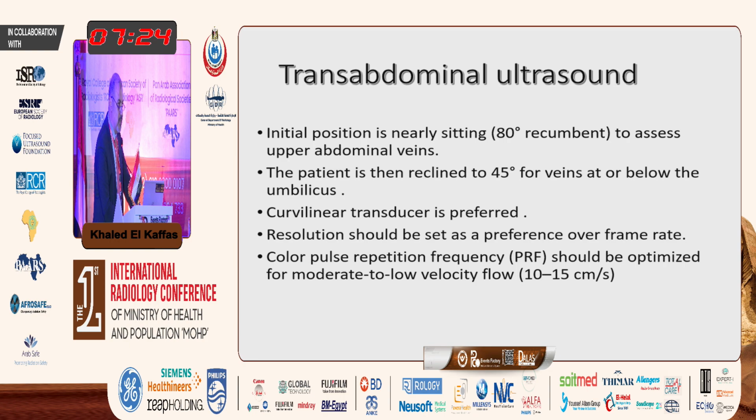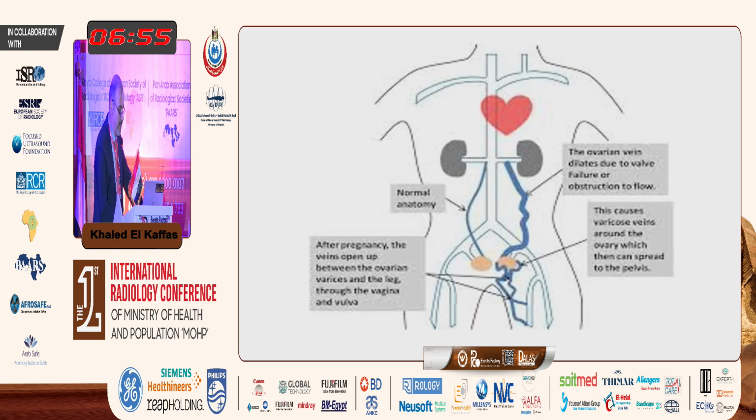Initially, we position the patient nearly sitting, like 80 degrees recumbent, to examine the upper abdominal vessels, like the renal veins. And then we change the position to a reclining position, 45 degrees, to examine the veins below the umbilicus. We use, as we all know, the curvilinear transducer. We set the PRF to the lowest possible to detect any flow within the parauterine vessels.